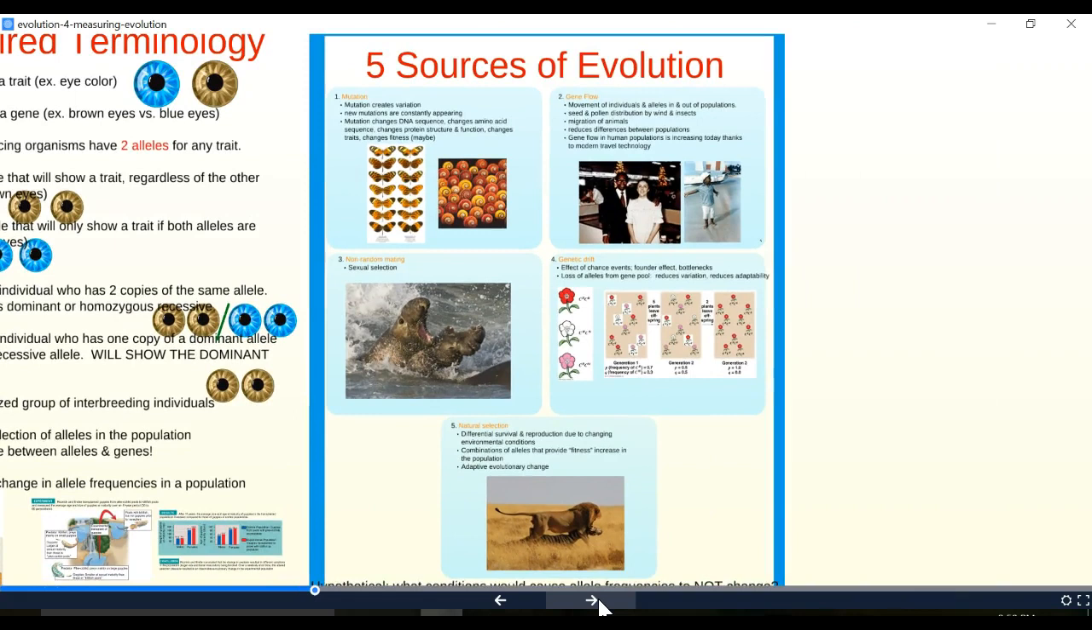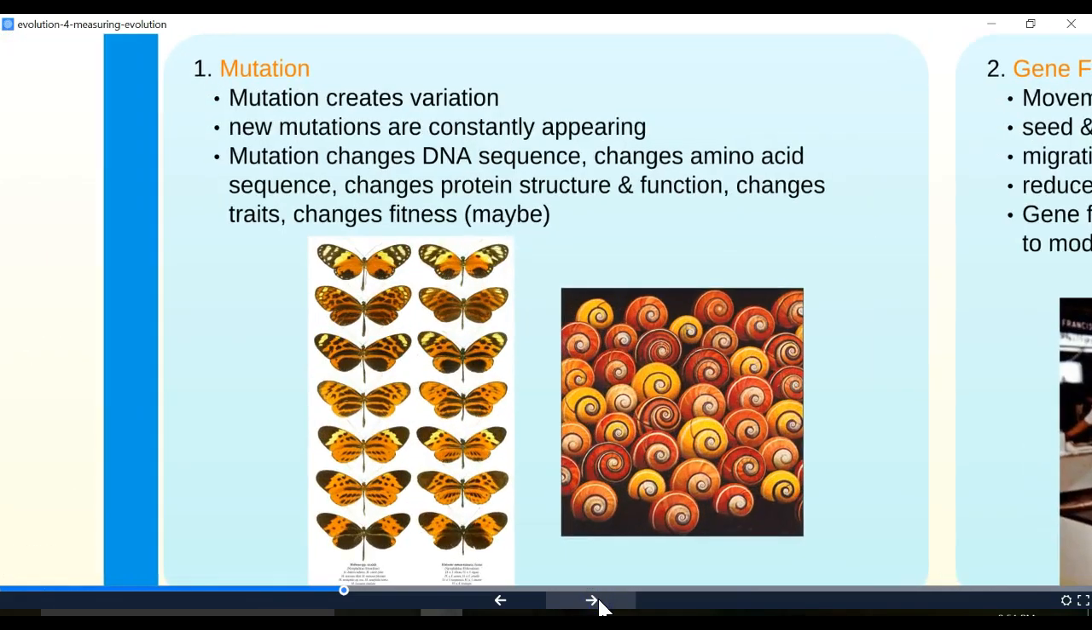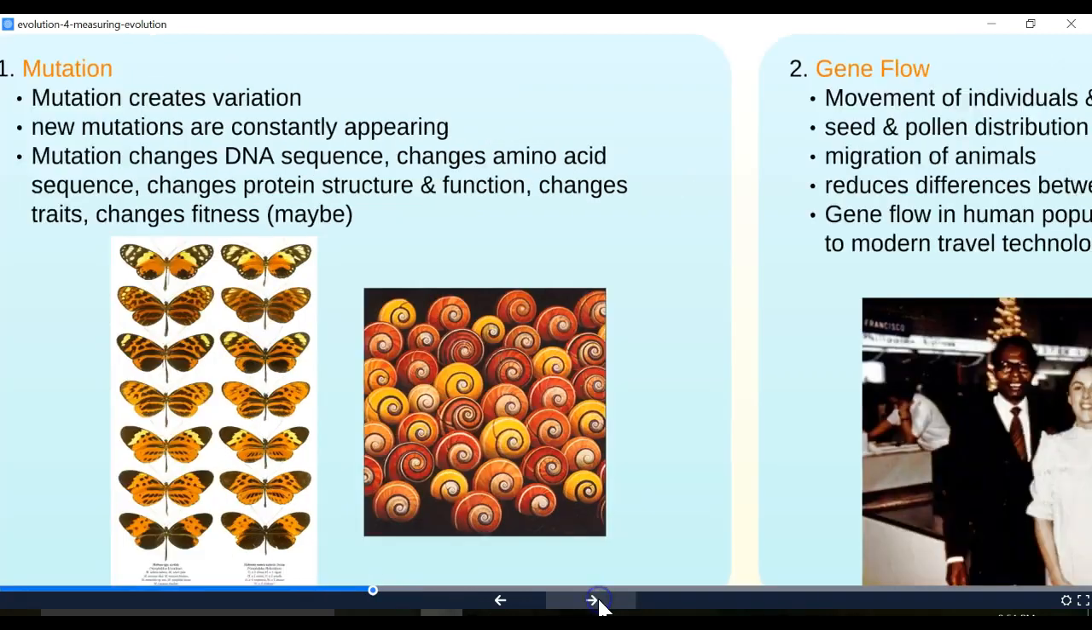There are five sources of evolution, as we discussed previously. The first is mutation, the second is gene flow, the third is sexual selection, the fourth is genetic drift, and finally the fifth is natural selection. So mutation creates variation. New mutations are constantly appearing. Mutation changes the DNA sequence, which will change the amino acid sequence, which will change the protein structure and function, which can change traits and potentially change fitness. That may or may not happen, that last piece.